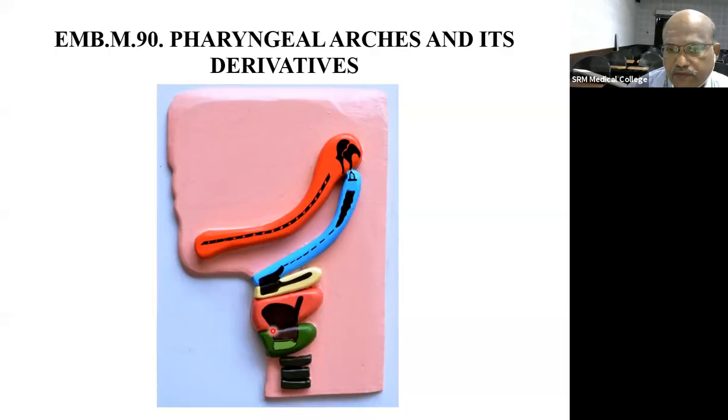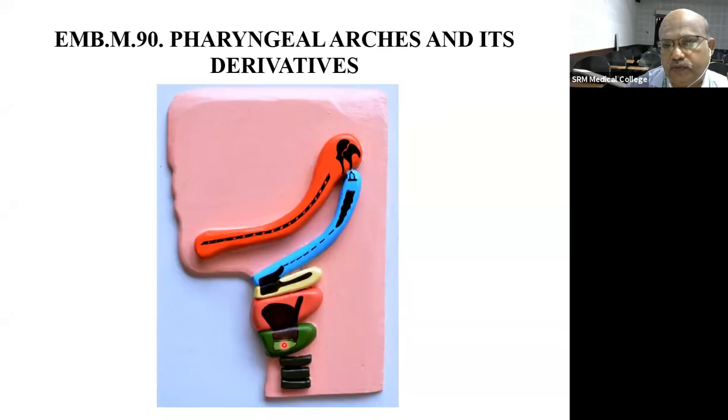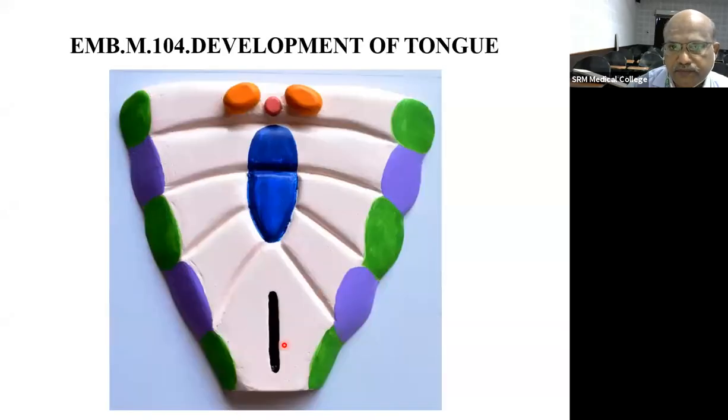Next, of course, this is your sixth arch. Skeletal derivatives: the lower part of the lamina of the thyroid cartilage, the inferior horn and the cricoid cartilage. That is the skeletal derivative. So in this model, you are going to demonstrate only the skeletal derivatives of the first, second, third, fourth and sixth arches. In addition, you should be able to tell the nerve of each arch and all the muscles derived from each arch. That is your pharyngeal arches.